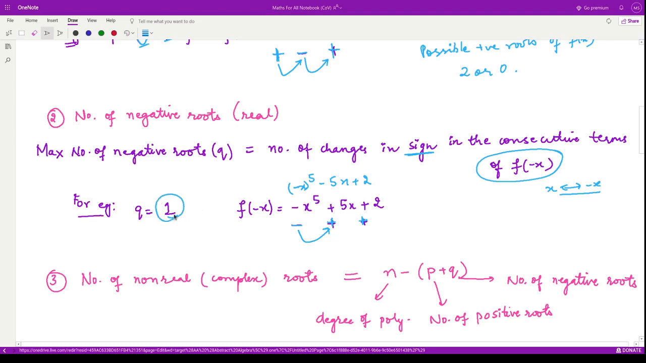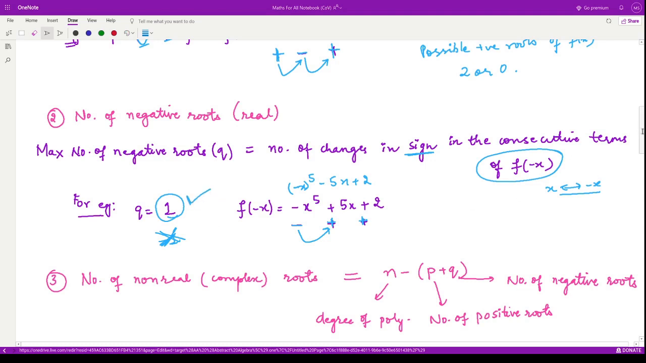So now it is either equal to 1 or it could be minus 1. But this cannot be the case, because the number of negative roots cannot be minus 1, since we are counting. So the number of negative roots is surely equal to 1.